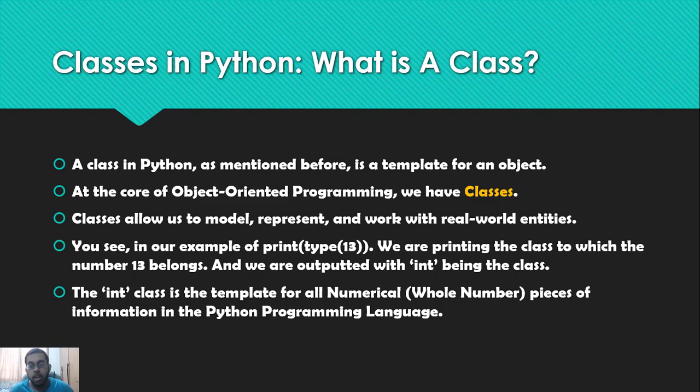Classes in Python. What is a class? A class in Python, as mentioned before, is a template for an object. At the core of object-oriented programming, we have classes. Classes allow us to model, represent, and work with real-world entities. You see, in our example of print(type(13)), we are printing the class to which the number 13 belongs, and we are outputted with int being the class. The int class is the template for all numerical whole number pieces of information in the Python programming language.